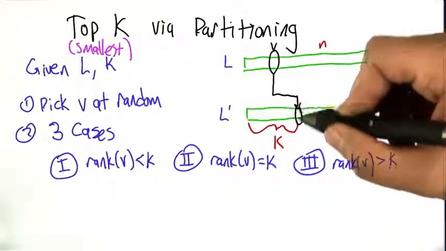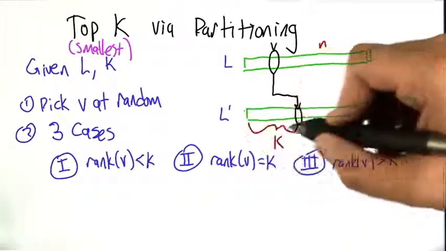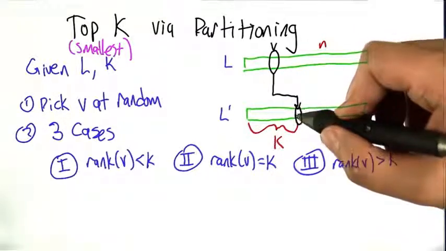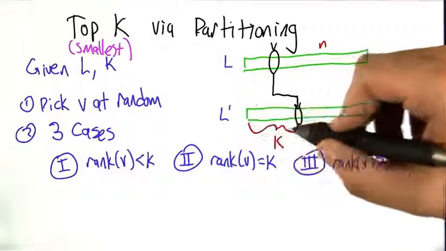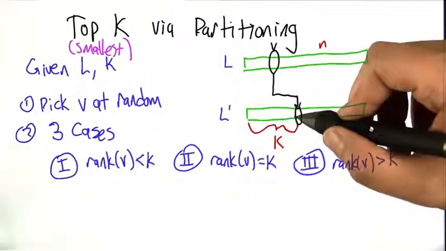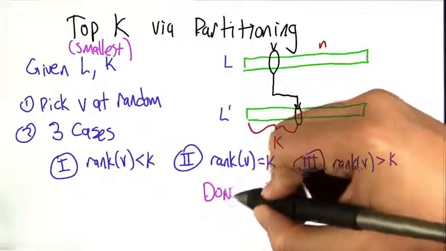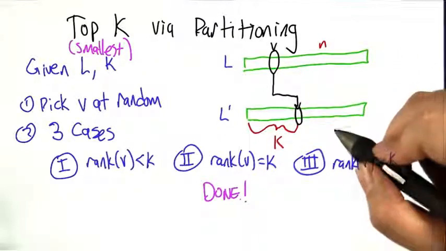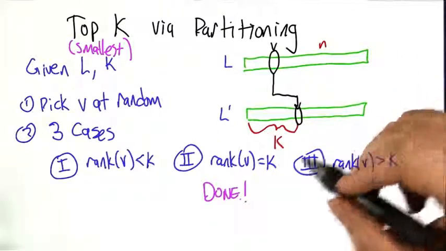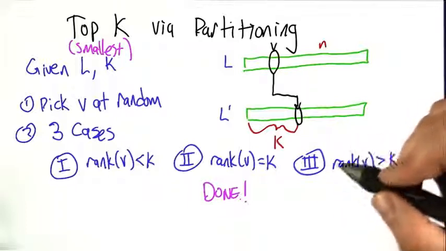And that happens to be at position K, so the ones on the first K positions here are exactly the top K for the list, the smallest K elements that we were looking for. So in this case, we're done. We lucked out. But that's only one of the three cases. We need to look at the other cases now.